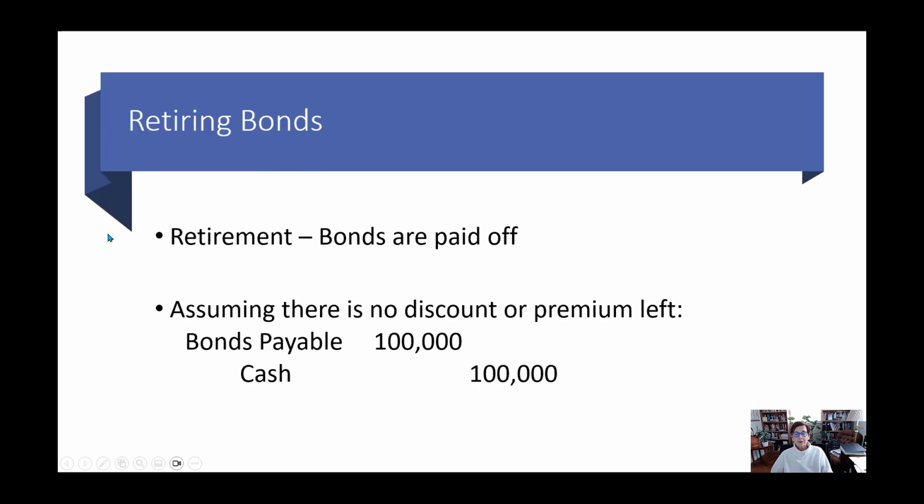All right, so now that we looked at all three issuance possibilities, face value, premium, discount, when the bonds are retired, so we assume now we get to the maturity date, nothing happened. Now it could be bonds are retired earlier, and that's a little bit more complicated. So we're just going to look at retirement at the maturity date, assuming there is no discount or premium left because it's already been all amortized. Basically, it's like paying off any other liability. You're going to debit bonds payable and credit cash. That's it. Okay? Just like paying an account payable, a note payable, anything else.